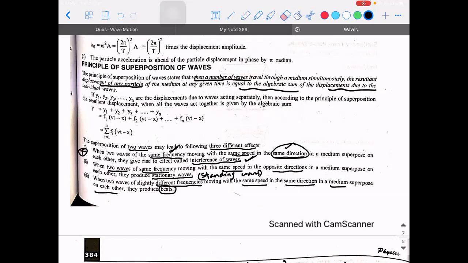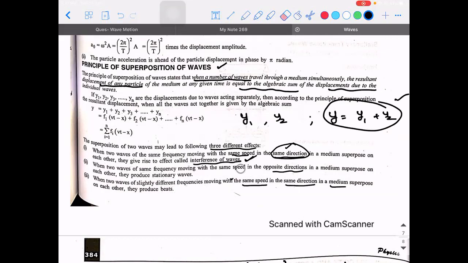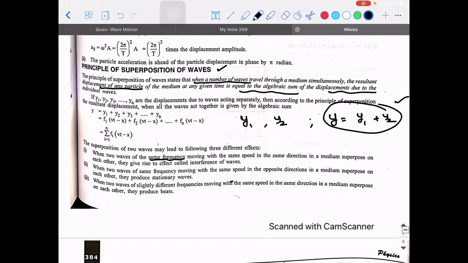So let's say you have two waves, y1 and y2. Then y will be equal to y1 plus y2, which is the mathematical expression for the principle of superposition of waves. I hope everybody knows this, right? So listen to this carefully, okay? I'll read out certain points. When two waves of the same frequency are coherent, okay, this term is also not new to you guys.